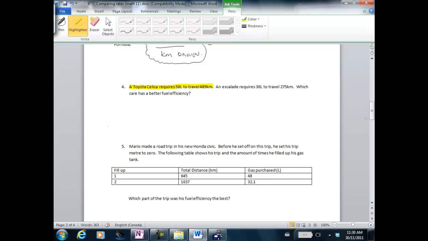So guys, gals, true story. An Escalade requires a bit more. Fuel efficiency. Let's do this. FE.